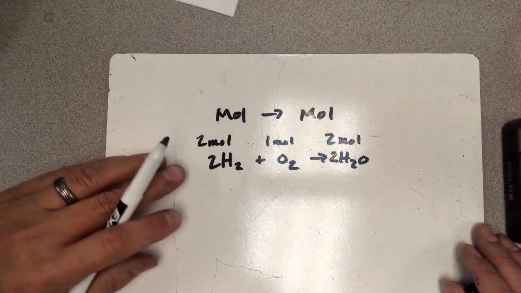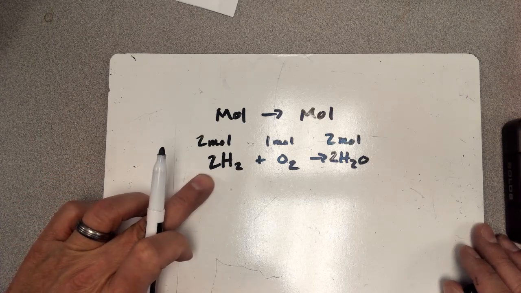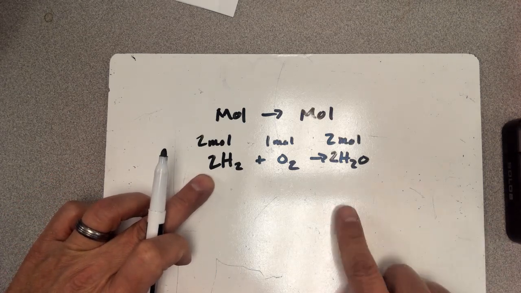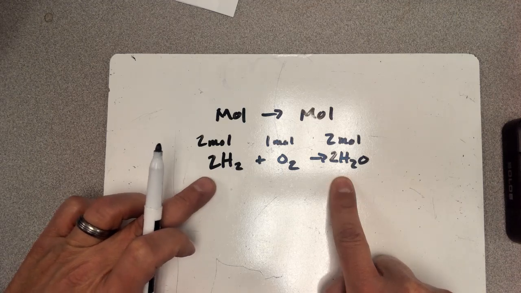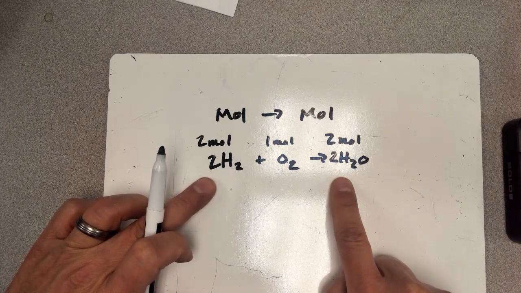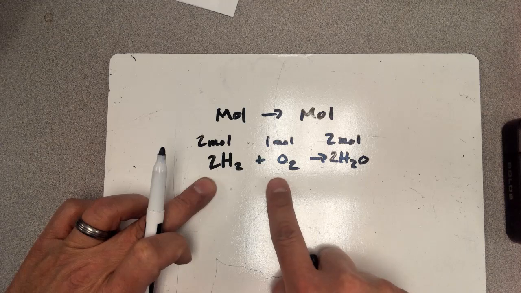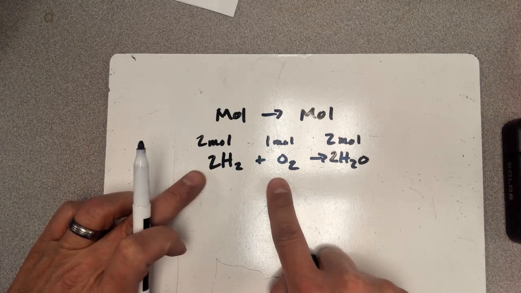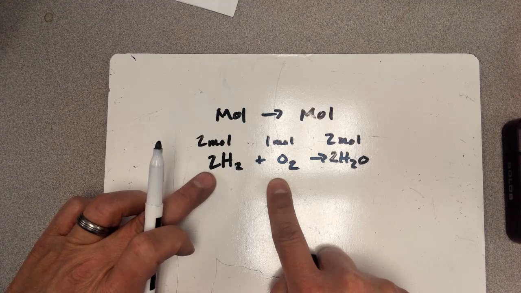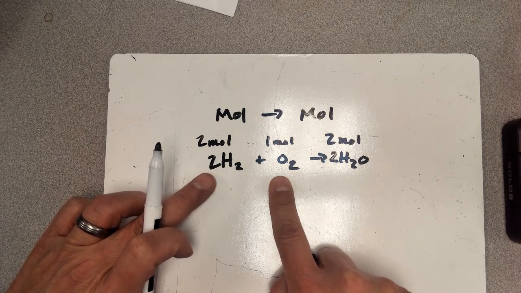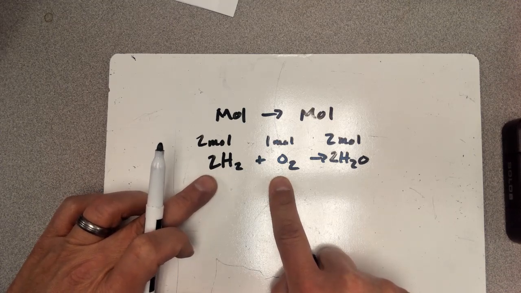So if I had 4 moles of hydrogen, that means I can make 4 moles of water. If I have 6 moles of hydrogen, I can make 6 moles of water. If you notice, the 1 is half the amount of 2. So if I have 2 moles of hydrogen, I need 1 mole of oxygen. If I have 4 moles of hydrogen, I would need 2 moles of oxygen.